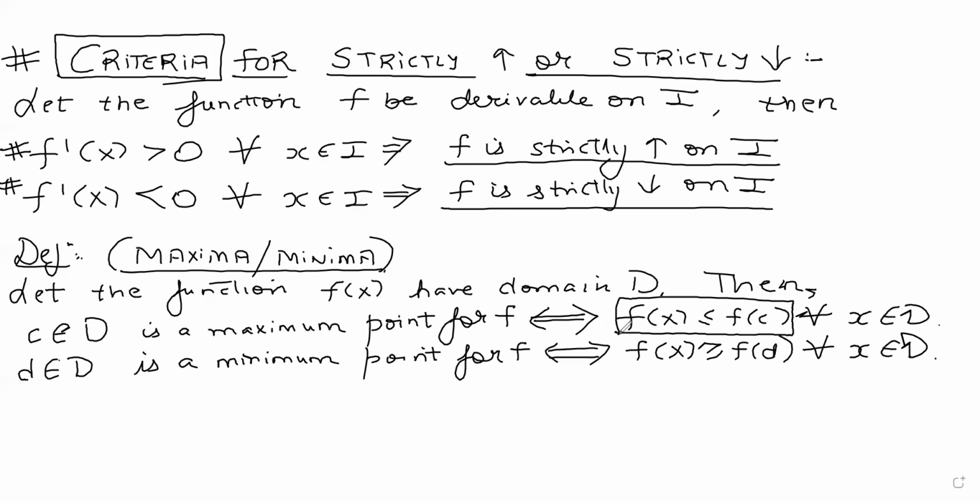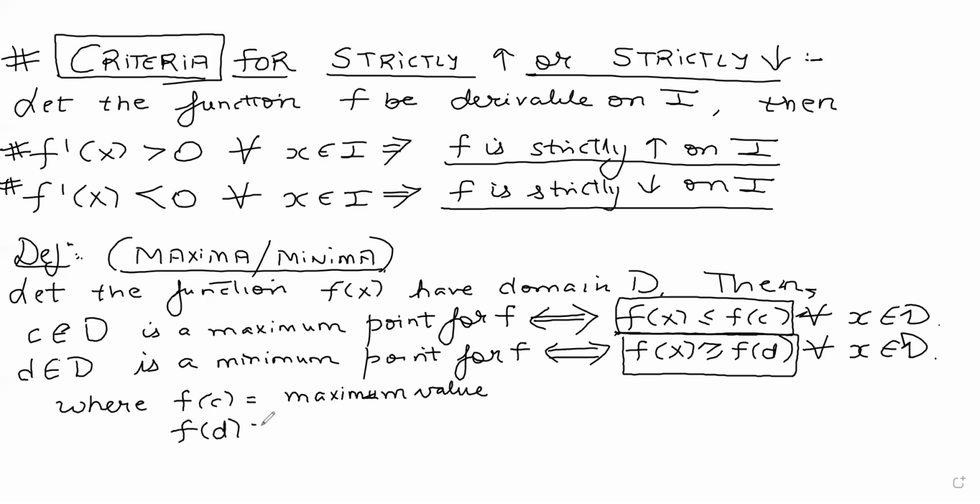Similarly, there exists a point small d belonging to the domain capital D, which is called the point of minima, and f of x is greater than or equal to f of d, so f of d is called the minimum value. So I can write where f of c is called the maximum value, and f of d is called the minimum value.